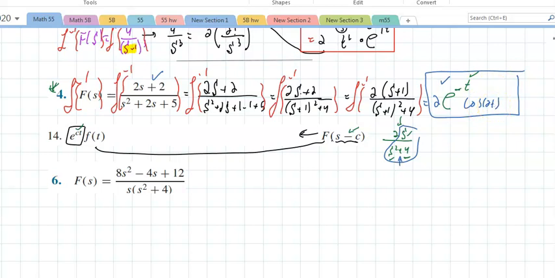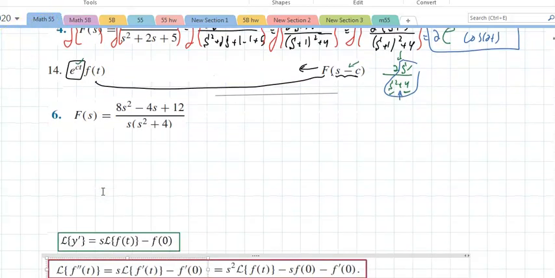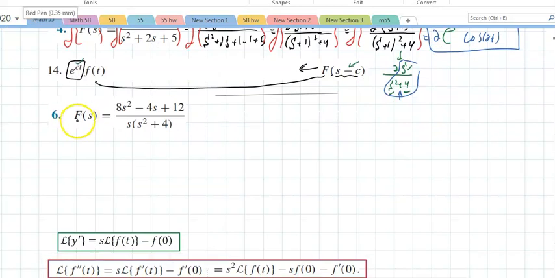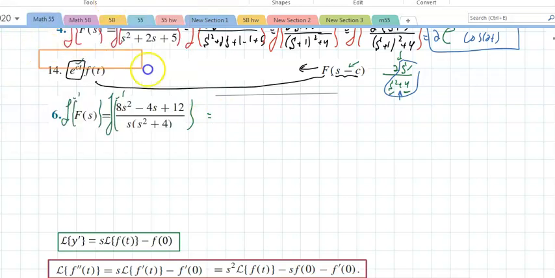If I look at number 6, I'm so stuck on that. Number 6, if they give me f of s, that means I'm working backwards. I want to find the inverse Laplace transform. But we have an issue. I don't have anything that matches this in the tables. So what I do, I actually try to break this up if I could and figure out where this came from. This was from the table. This is not number 14 in the book. This is number 14 in the table. I'm going to mark those in orange.